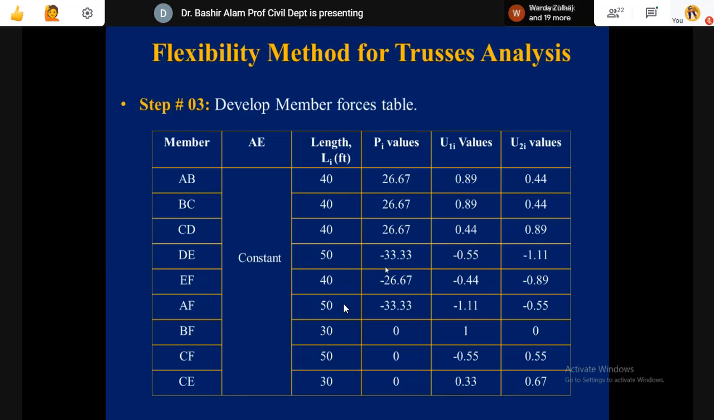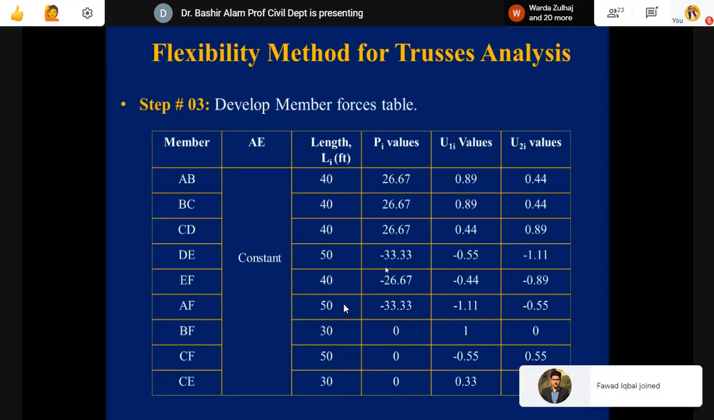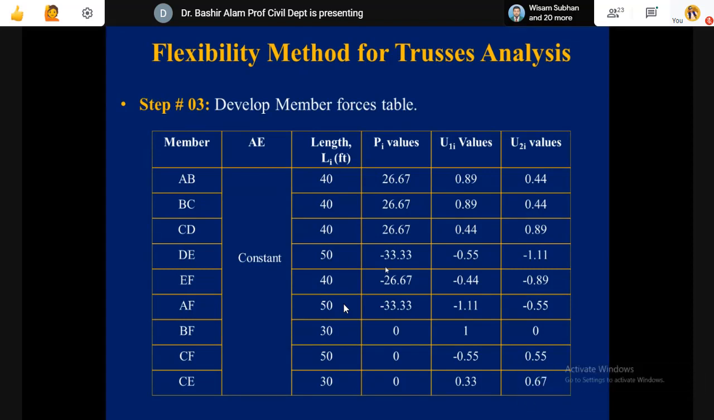Okay, after this now you can verify this table. EAB, as said, is constant. AB length is 40. BC and CD, these are the bottom chords, so each one's length is 40 feet. DE, looking like a diagonal from here, is 50 feet. EF, the top chord, is again 40 feet. AF, diagonal, 50 feet. BF is 30, so it is the vertical member. CF is again a diagonal, 50 feet, and CE is 30, so it is the vertical.